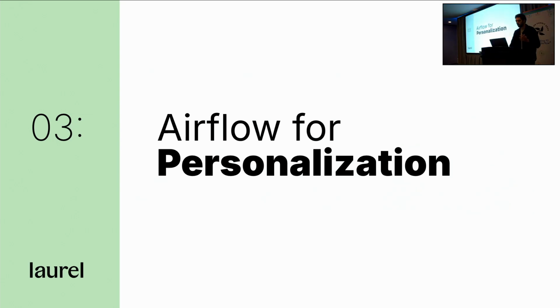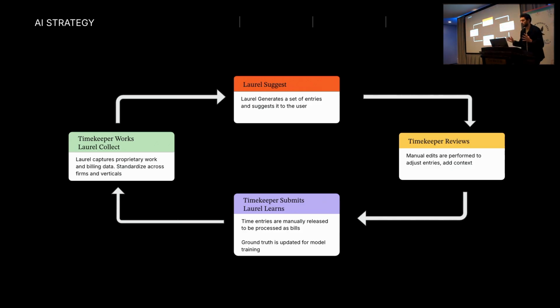So first off, Airflow for personalization. So a lot of the AI strategy at Laurel is leveraging the fact that we have humans in the loop. Every day, users perform their work. Laurel suggests entries that might represent what they've done, and then the timekeeper reviews, edits it as they see fit, and then submits the entry to their client. And so we learn from that. And so the real competitive advantage of Laurel is getting access to this data, learning, and providing this iterative feedback. So being able to personalize the experience as quickly as possible is one of our key differentiators.